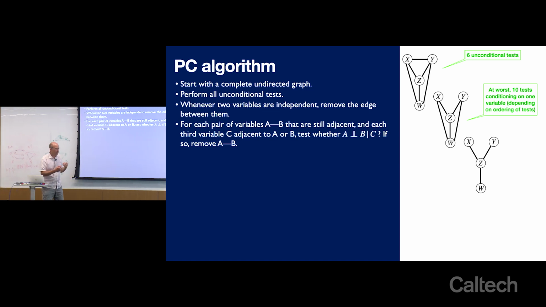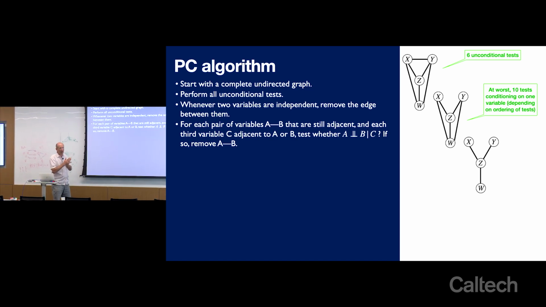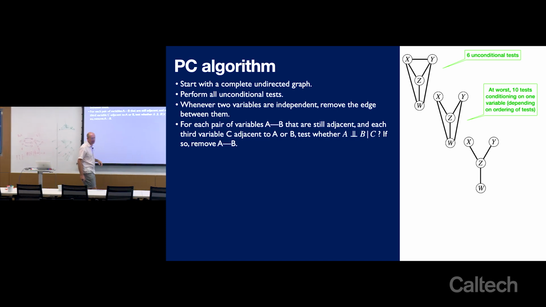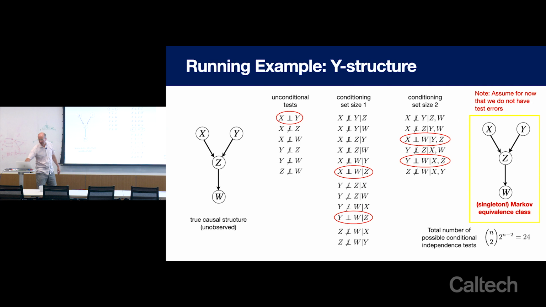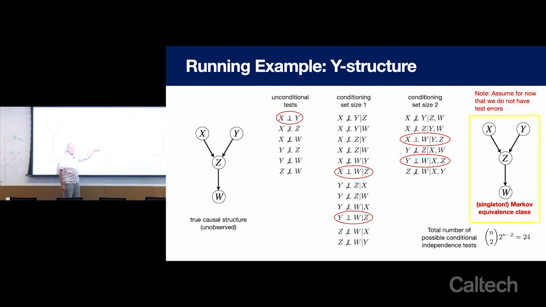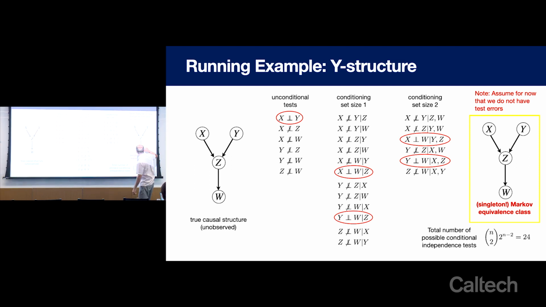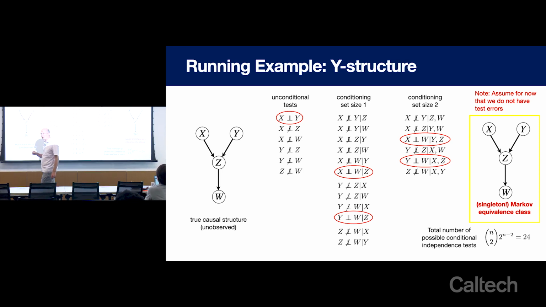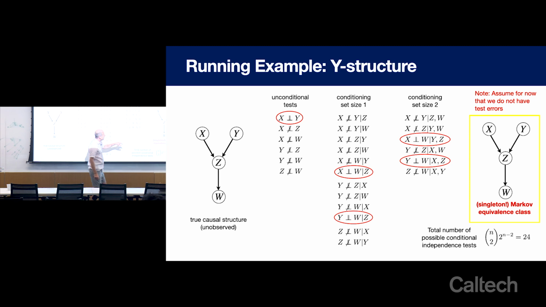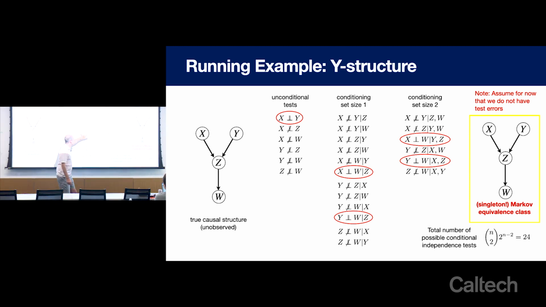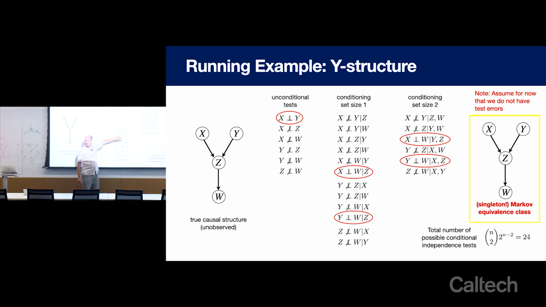So at worst, we could do fewer than 10 tests if we luck out, but at worst, we'll have to do 10 tests. If we do 10 tests, then indeed, what we will find among those 10 tests are these two independencies. When we find those two independencies, what do we do? We remove the edges that were here and here. Why? Because if there were a direct edge between X and W, then we couldn't have X and W independent conditional on Z.